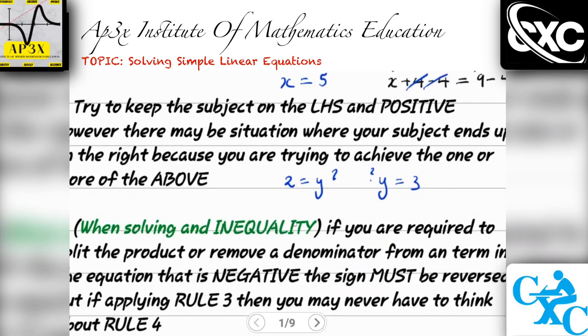All right, number 4, the final rule when solving an inequality. This is a tricky little one. I do have some strategies by which we can avoid dealing with number 4. It says that if you are required to split the product or remove a denominator from a term in an equation, then if it's negative, the sign must be reversed. But if you apply rule 3, you're never going to have to think about rule 4. This is a somewhat complicated textbook definition.